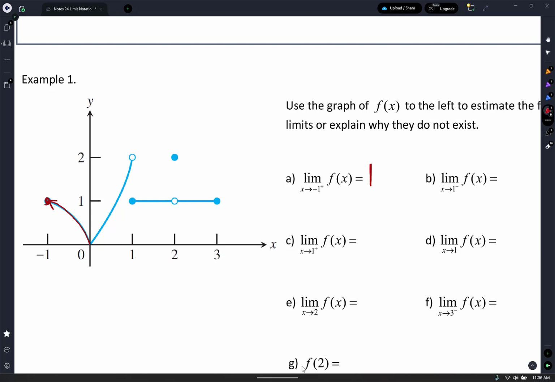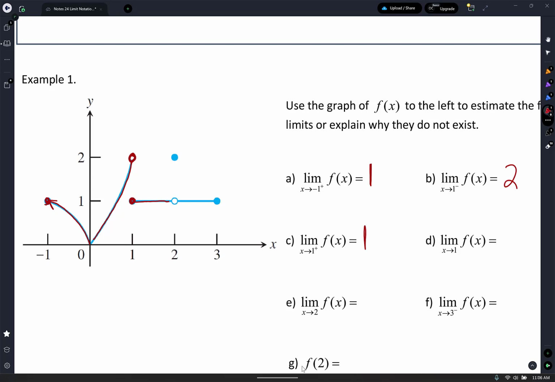All right, letter B. Here we go. X approaches 1 from what direction? So I go to the curve. X approaches 1 from the left. What is the y value? 2. You have a hole, but I'm still approaching that value. So I'm approaching 2. Do you guys see that? All right, let's go to the next one. Letter C. As x approaches 1 from the right, what is this y value? 1. But there it is.